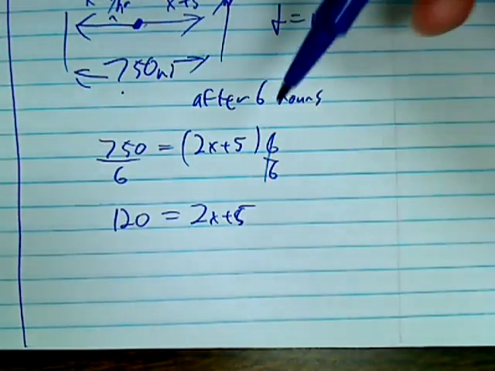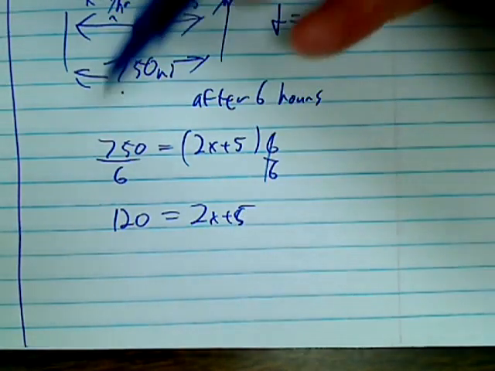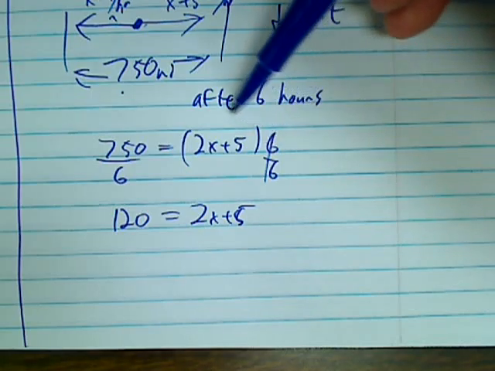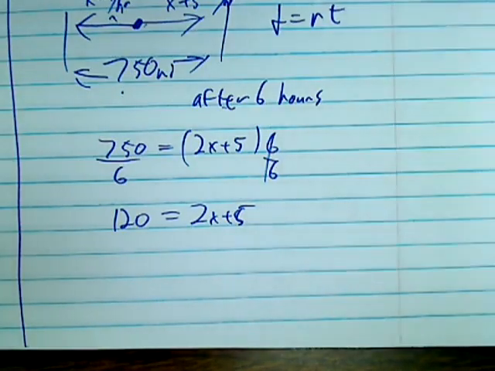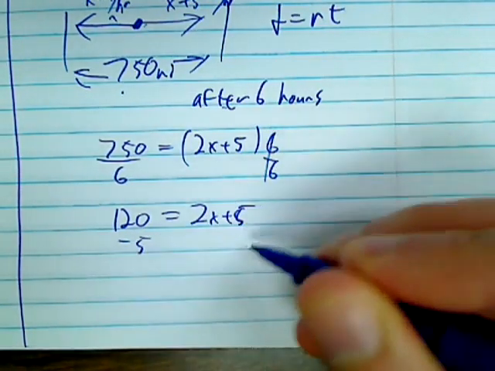And looking back, I think I would probably just distribute the 6 just as well. So 750 equals 6 times 2 is 12, 6 times 5 is 30. And then solve that equation. We'll get the same answer. Don't worry. So if you did it that way, you're fine, and you'll see that you're fine in a minute.